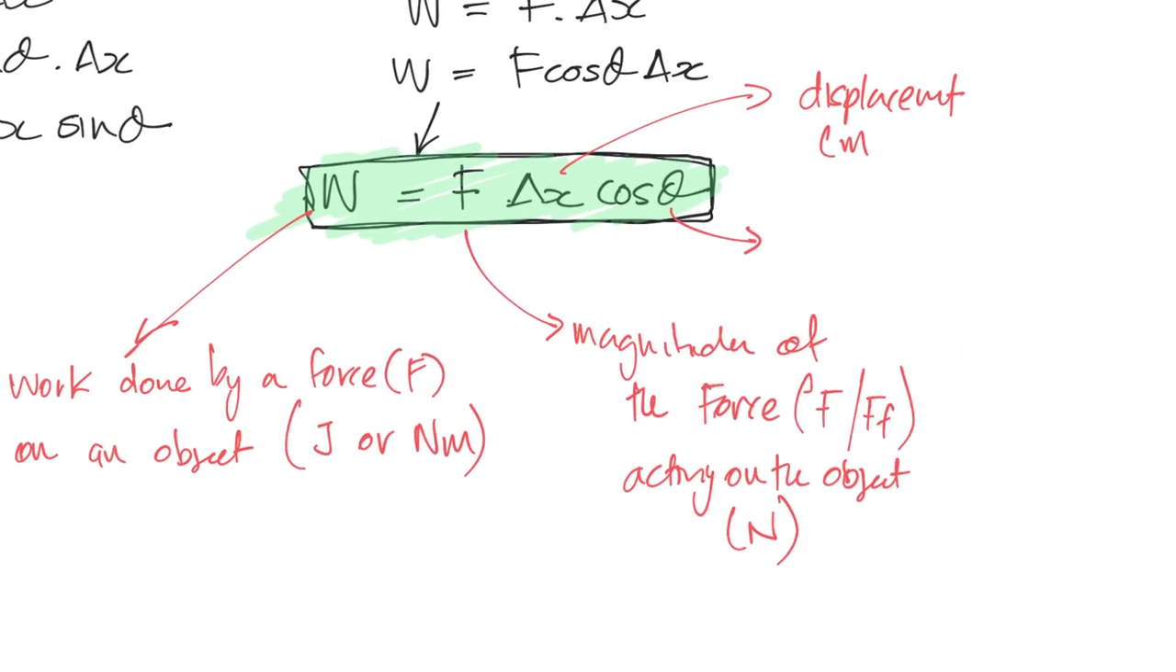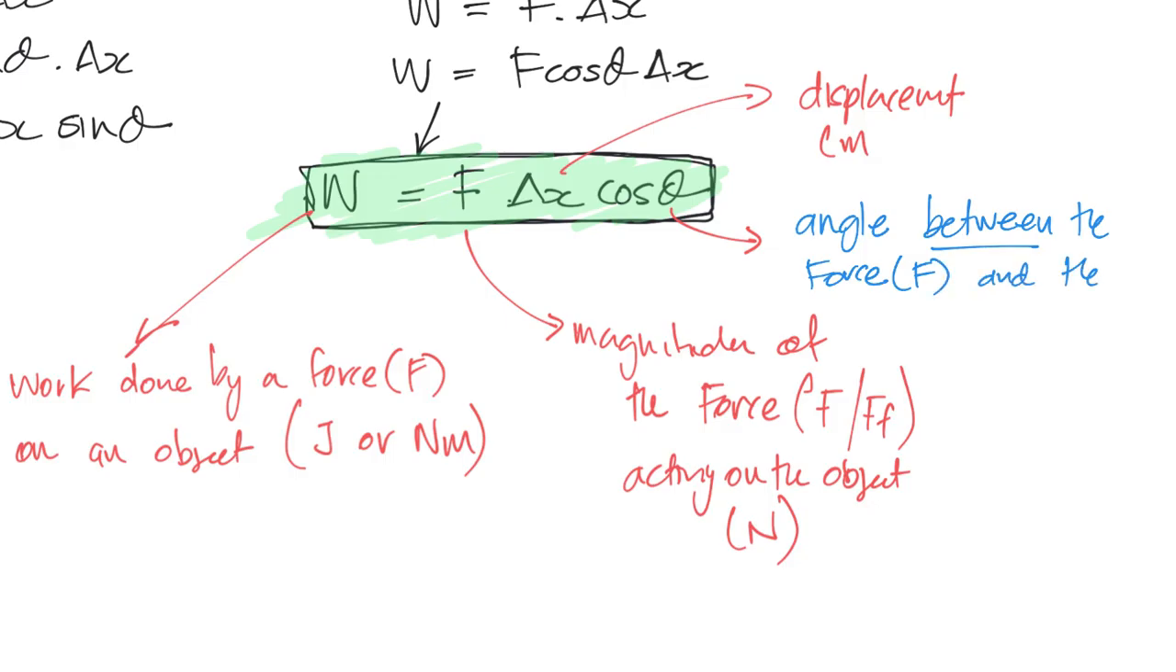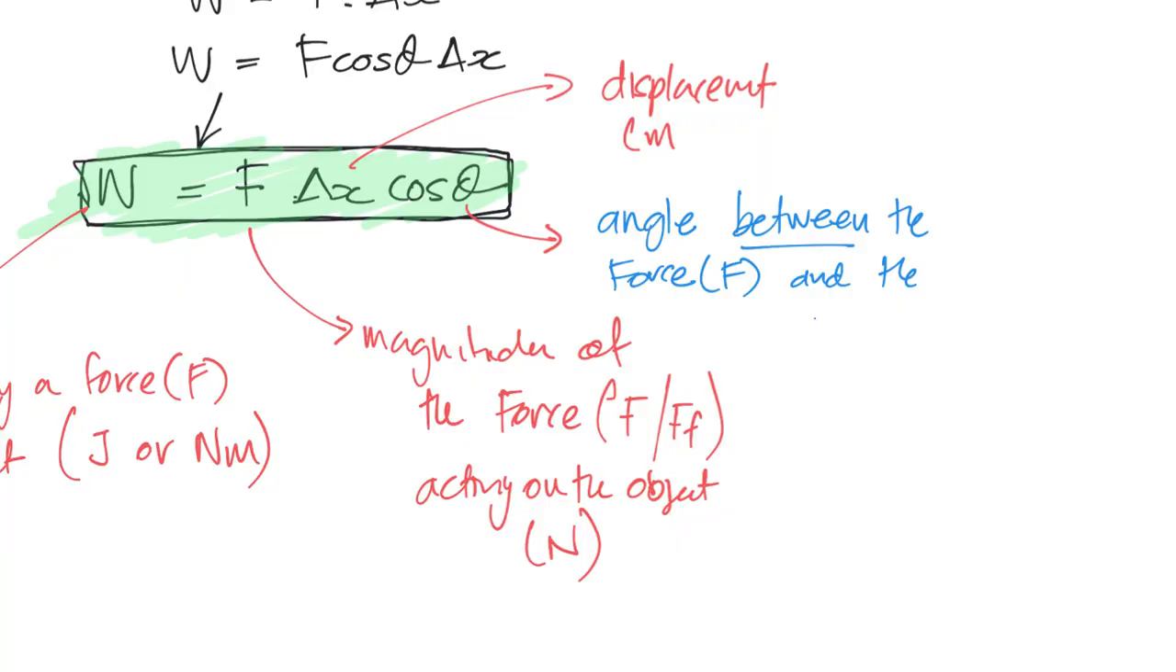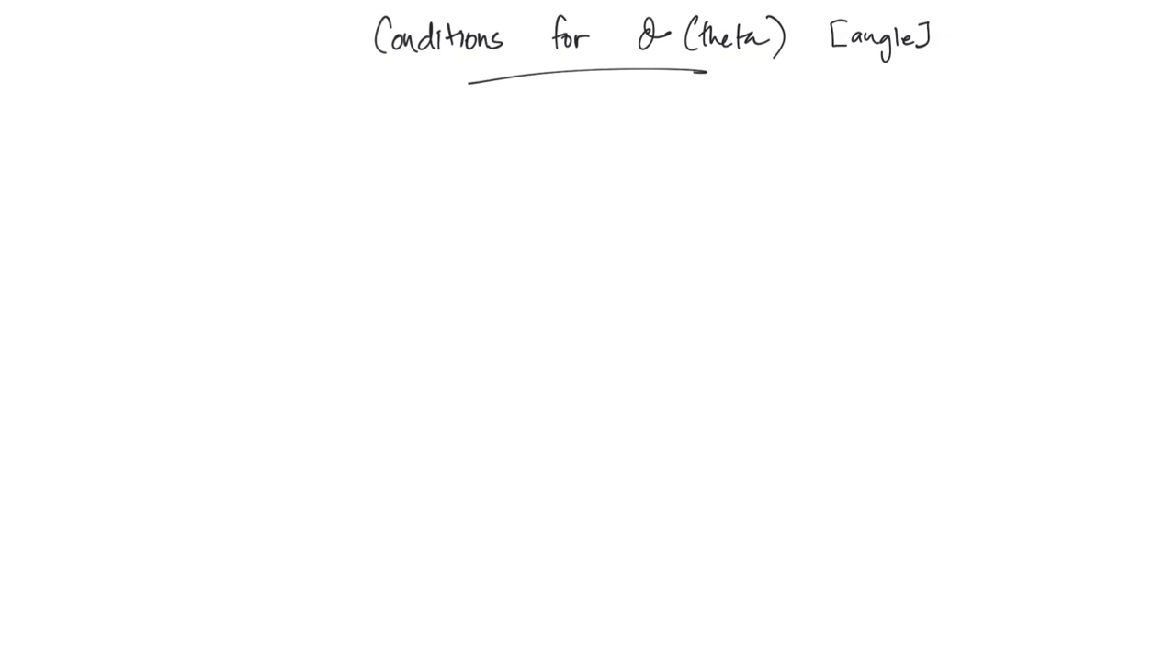And then we have our theta here, which is the angle. This is important. Please make a note for yourself here. It is the angle between the force, which is F, and the displacement, which is delta x. Right? So this is important, that theta value over there. Now let's have a look at the conditions for theta.